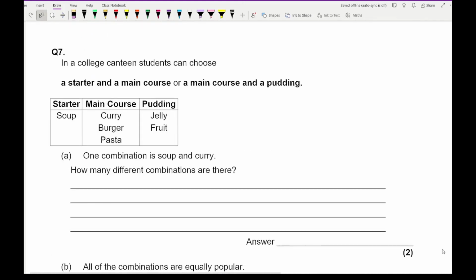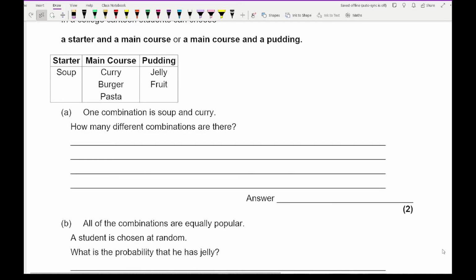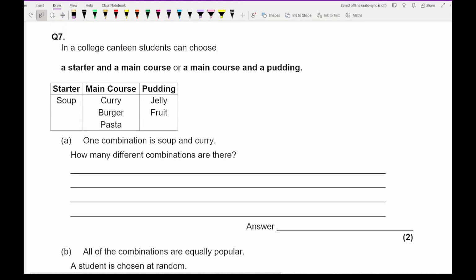Now looking at question 7, it says that in a college canteen, students can choose either a starter and a main, or a main and a pudding. One combination is soup and curry. How many different combinations are there? Now there is actually a mathematical calculation to do this, but as we're talking about lists and options, what we're going to do is do just that.